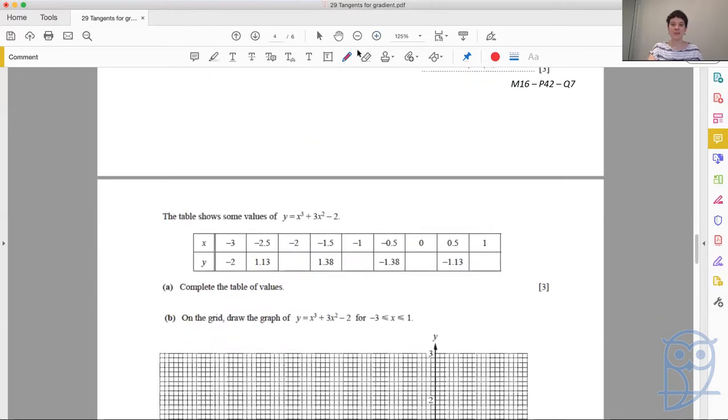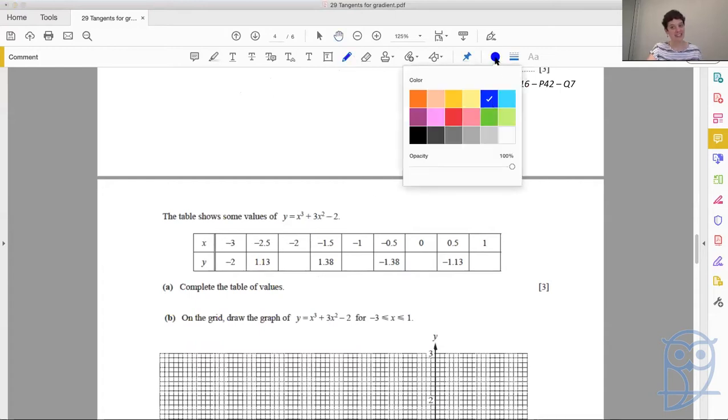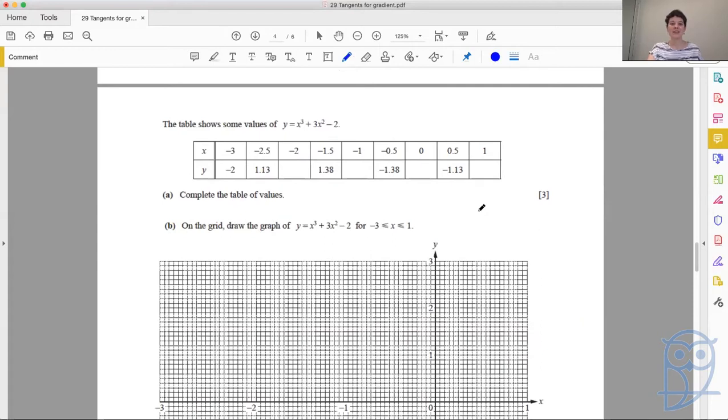See if we can get through one more. Because this one, of course, is a graph of a different shape. So here we've got y equals x cubed plus 3x squared minus 2. We have a cubic graph. Our values come out at 2, 0, minus 2, and 2.